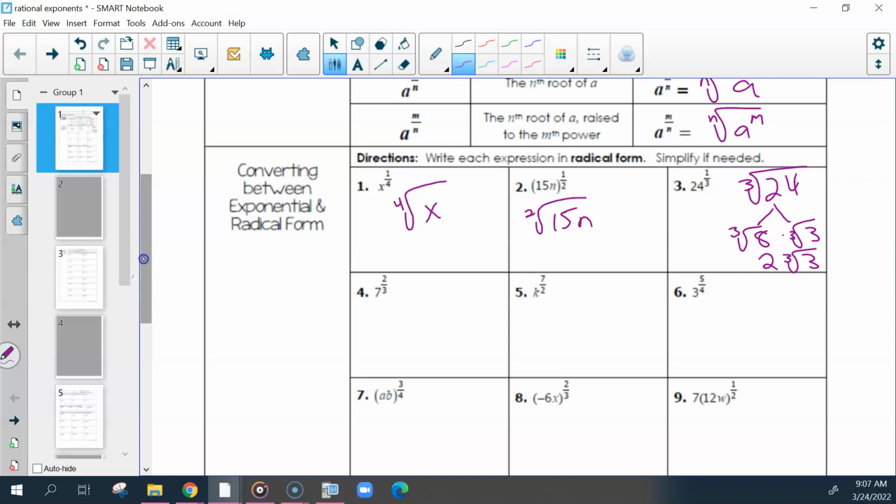The answer would be 2 times this what? It's kind of weird to think that 24 to the 1/3 became 2 times the cube root of 3, but that's what happened.